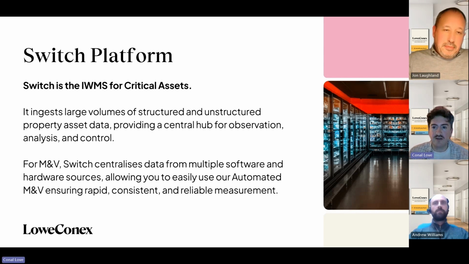I feel like we've talked around the LocalX platform, the centralized data platform, getting the data in. Could you talk more around our Switch platform, which is really focused on that observation, analysis, control element? What are we doing there to help companies really take that data and do something with it?